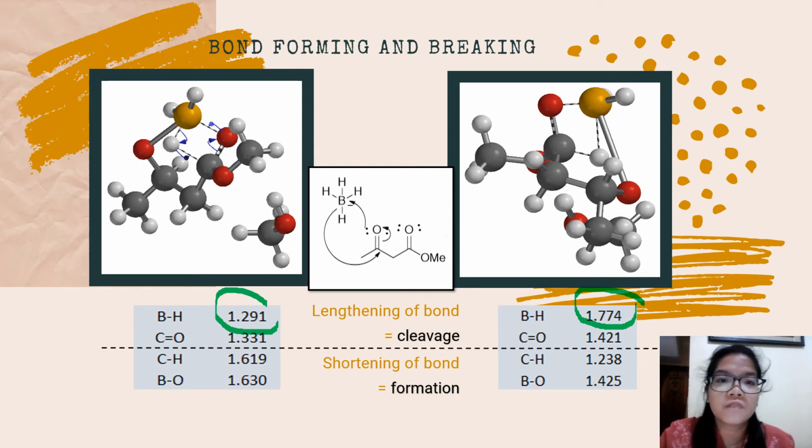Moreover, the bond length of C=O, which begins at 1.331 in the reactant complex, elongates to 1.421 in the transition state. An increase in distance of the C=O bond indicates that the C=O bond has been converted to a C-O bond. On the other hand, a reverse trend was observed in the shortening of the C-H bond from 1.619 to 1.238, and a decrease in the distance of the C-H bond indicates that the C-H bond has been completely formed.